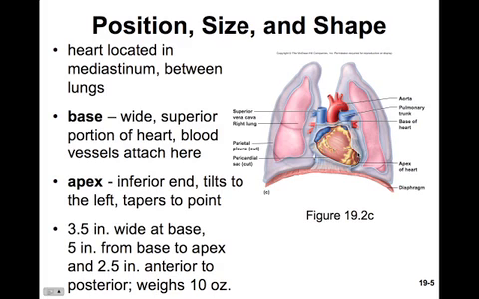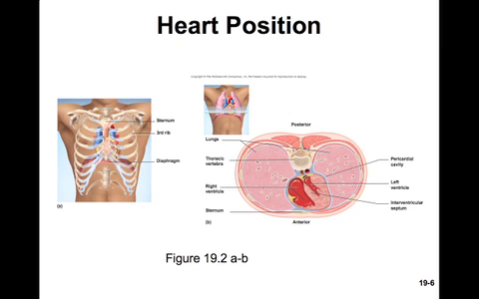The heart's about 3.5 inches wide at the base and about 5 inches from base to apex, and about 2.5 inches in anterior-posterior dimensions. It only weighs about 10 ounces if it's healthy. It's about the size of your fist if you place that right in the middle of your chest. The thumb side up would be the base of the heart, and the apex moves over to the left, of course, if you're using your left hand.